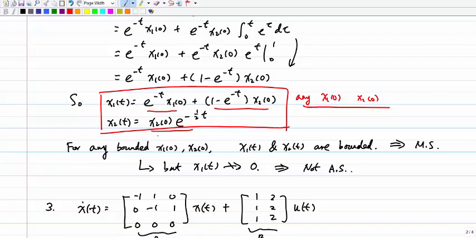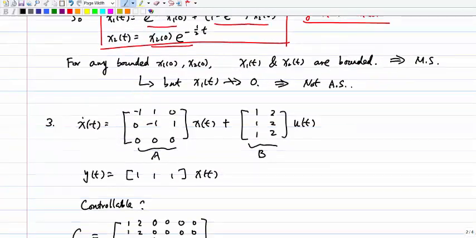The asymptotic statement says that if it's marginally stable, plus x1t and x2t go to 0. For x2t, yes, that is the case, because as t goes to infinity, this goes to 0, so the product goes to 0. However, for x1t, e to the minus t does go to 0 and that product also goes to 0, but here it's not, because e to the minus t goes to 0 and 1 minus 0 is just 1. So the final state will be determined by x20. It's not going to 0. That's why it's not asymptotically stable.